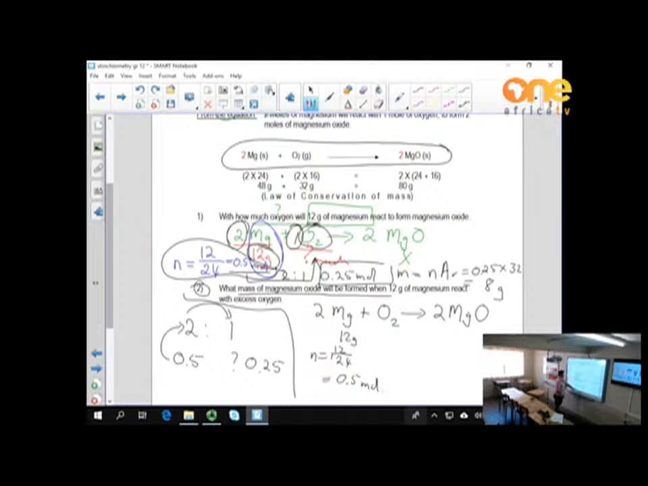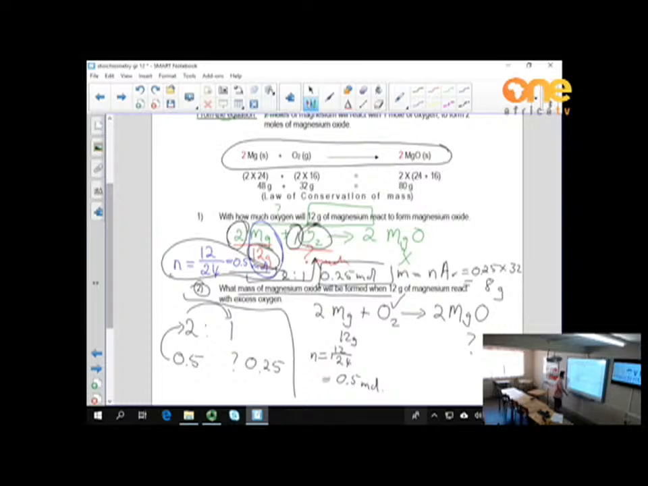Okay, you don't have to do that again. I've just done it to show you. We've got that from there. Now they want to know how much magnesium oxide we will get if we have excess oxygen, more than enough oxygen. It's not a limiting factor.